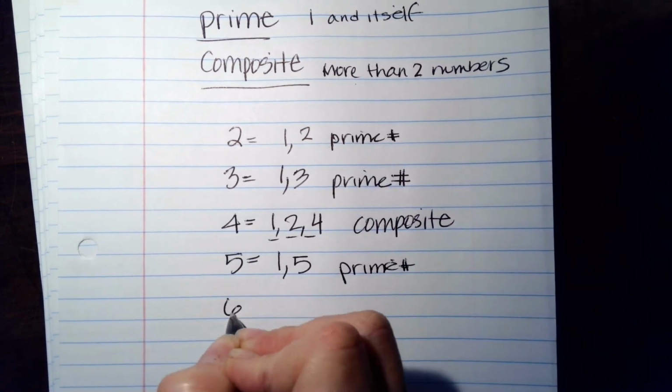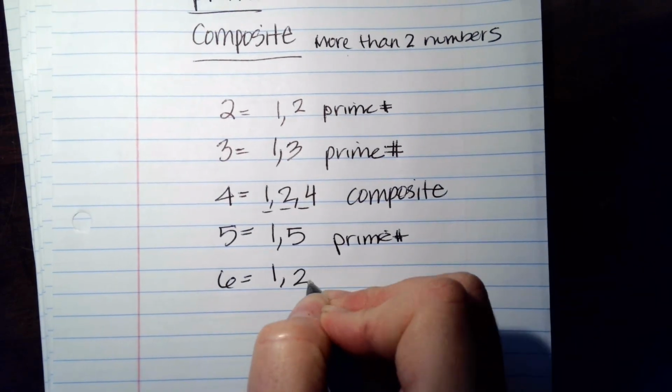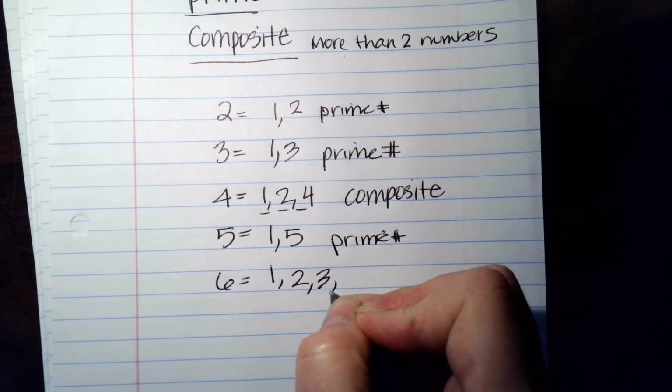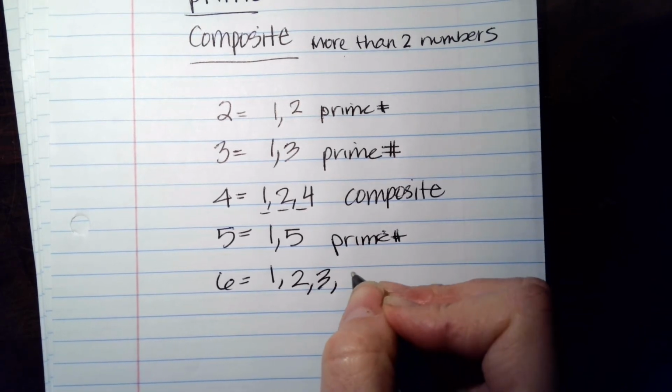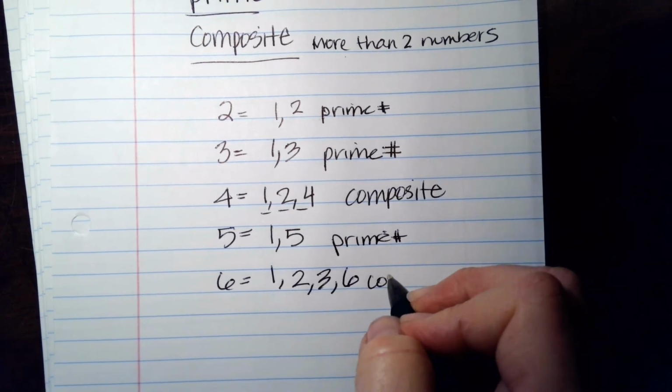Let's try 6. Does 1 go into it? Yes. Does 2 go into it? Yes. Does 3 go into it? Yes. Does 4 go into it? No. Does 5 go into it? No. Does 6 go into it? Yes. So this is a composite number.